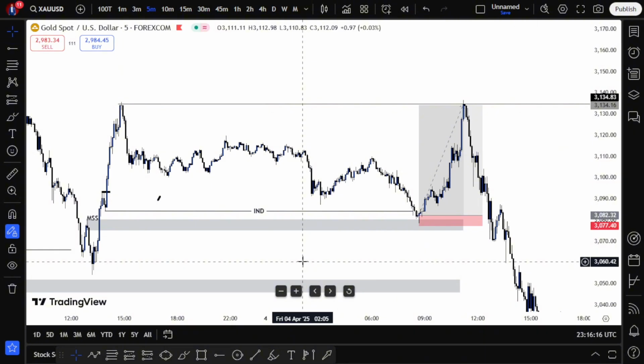Whenever I'm in doubt, I wait for confirmation on the lower time frame, or I wait for a market shift in structure.